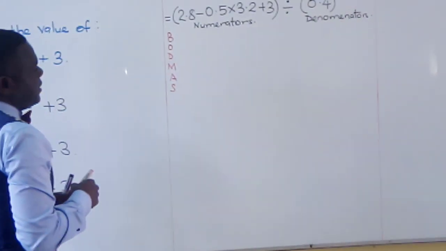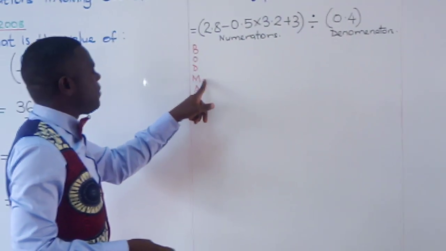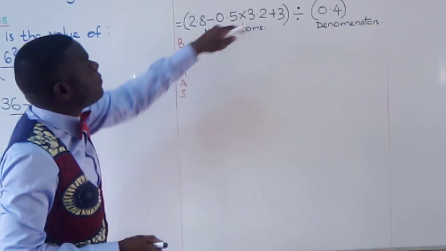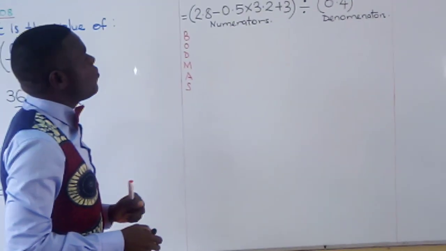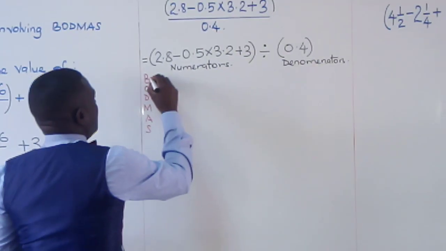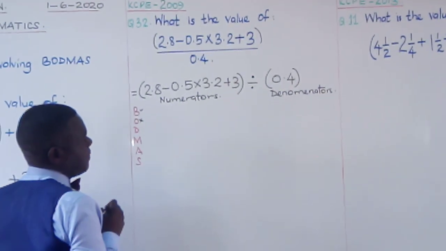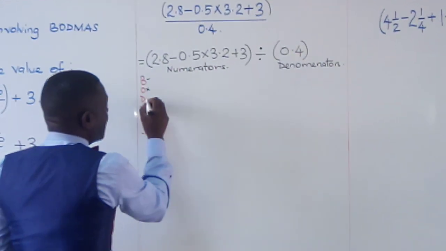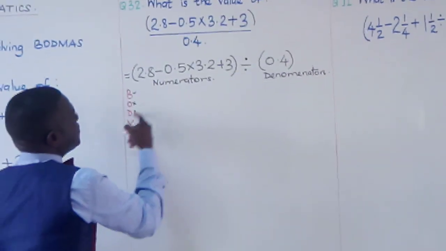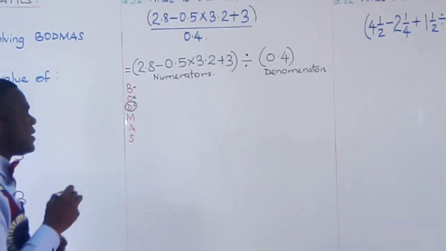Yes? Brackets, of, division, multiplication, addition, and subtraction. And so, in this bracket, I still follow the rule of BODMAS. So, we have formed our own bracket. There is no of, and there is no division in the bracket. But there is a division outside the bracket. That one, we will circle it because we'll deal with it later on.